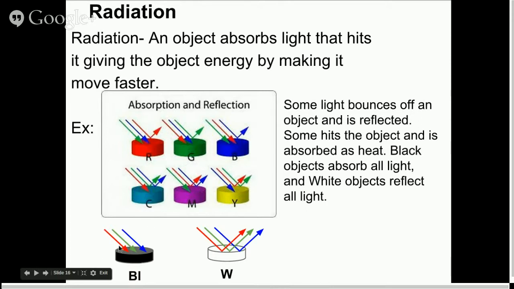If it's a black object, all of the light gets absorbed and none of it bounces off. If it's a white object, all of the light bounces off and none of it gets absorbed. This is why you wear a dark t-shirt in the summer and it's a lot warmer than a white t-shirt in the summer.